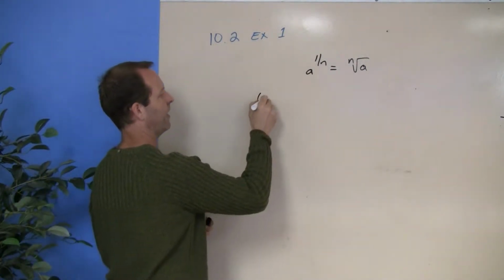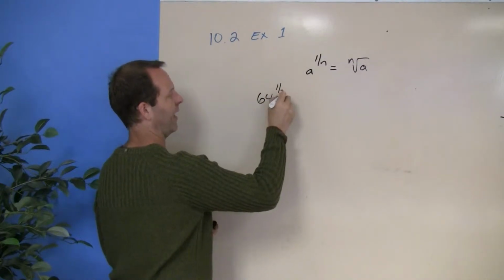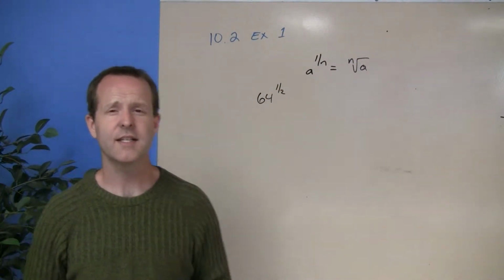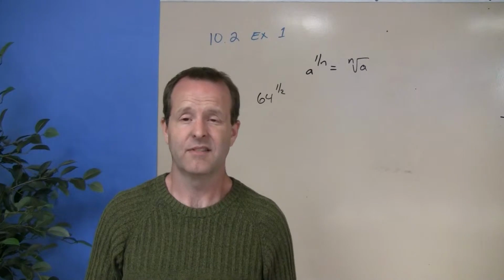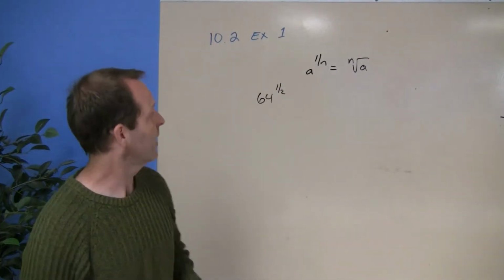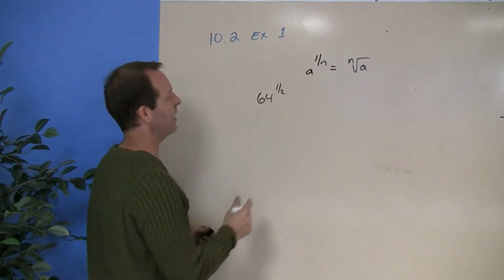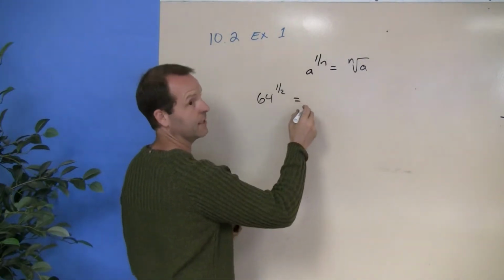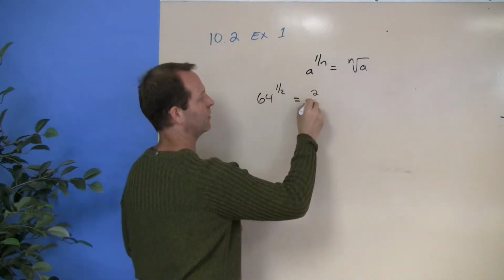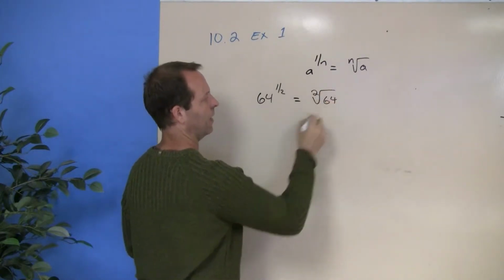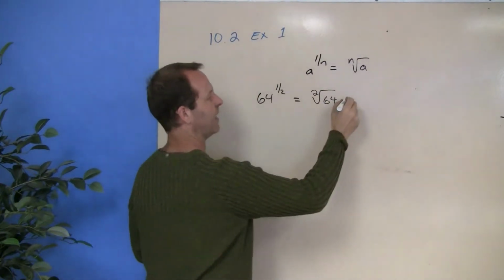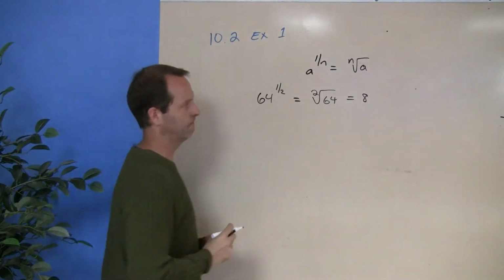So let's look at a couple examples of what that means. Let's say, for example, I have 64 to the 1/2. I know, what in the world does 64 to the 1/2 mean? Never seen it before. Well, if I look at this principle up here, I can see that it's exactly the same as the square root of 64. And that equals 8.